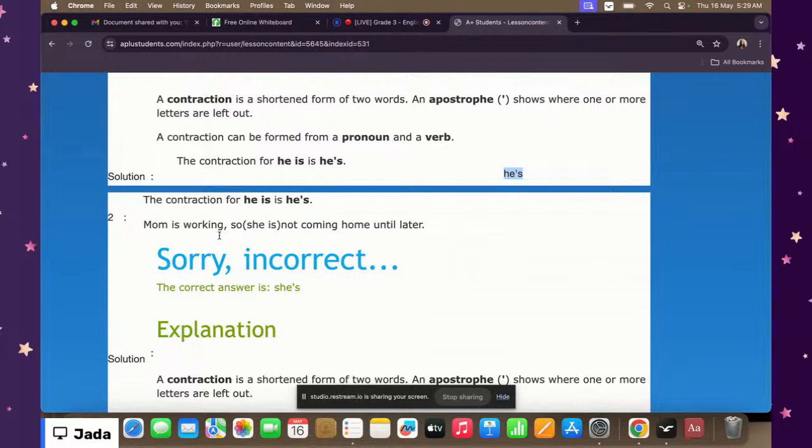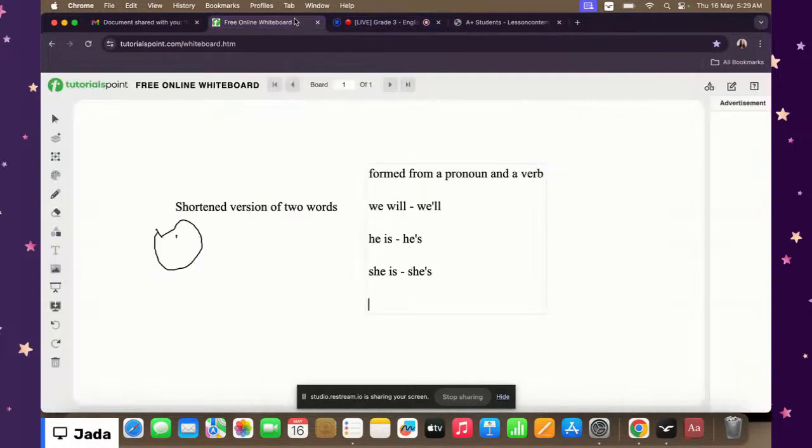It's okay, you're welcome. Mom is working, so she's not coming home until later. Mom is working, so she is not coming home until later. So now she is is the full version. So you also need to get the shortened version. And this over here is the shortened version of she is. Okay? This is the shortened version. She's, he's. Okay?